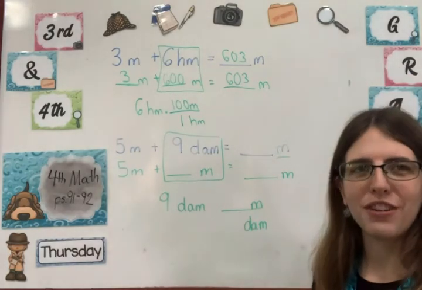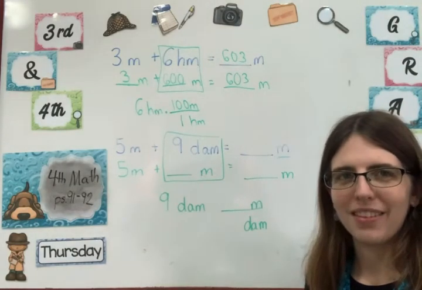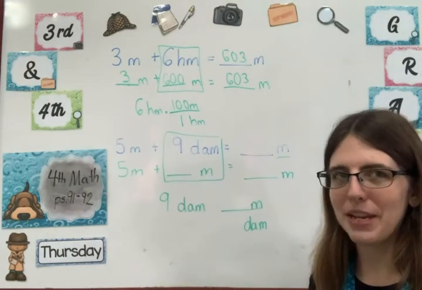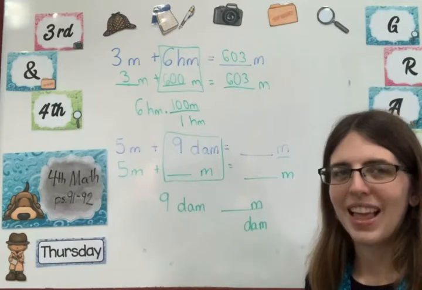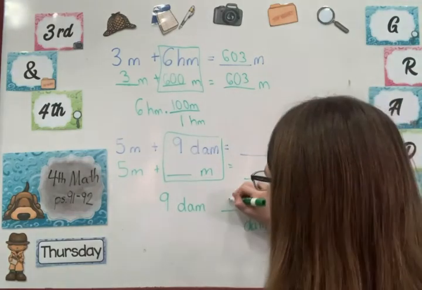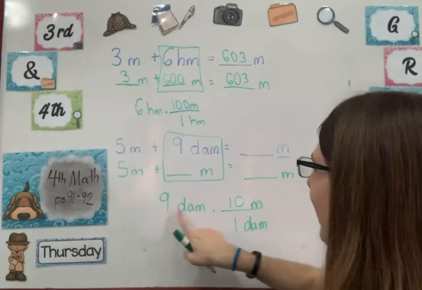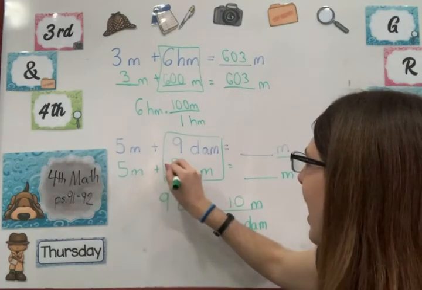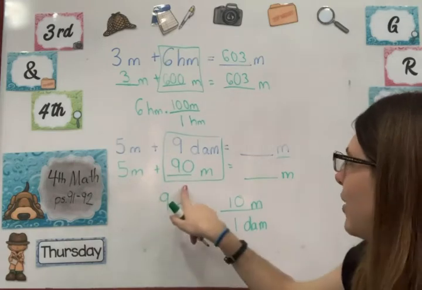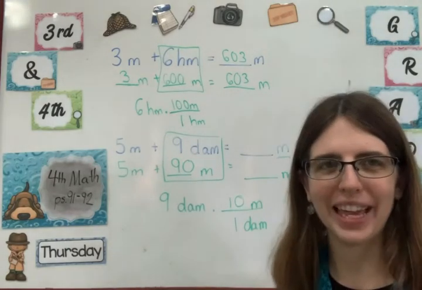What's my conversion factor? How many meters are in a decameter? That's right, 10 meters in a decameter. And now I'm going to multiply. 9 times 10 is 90. Add the 2 together and put the answer in the blank.